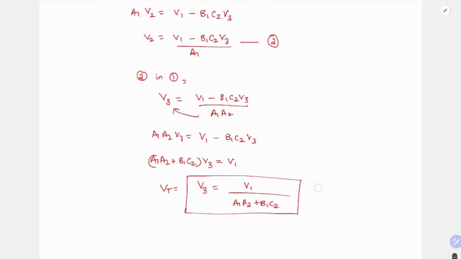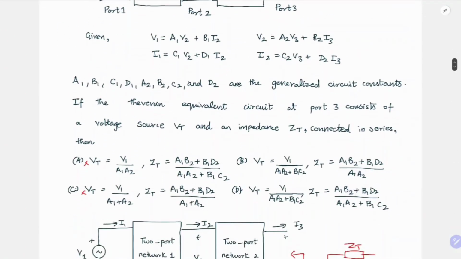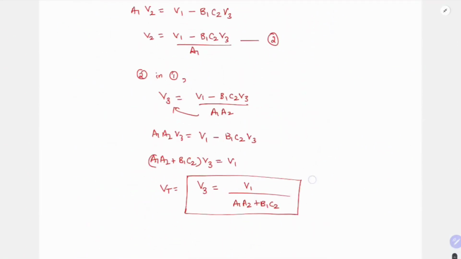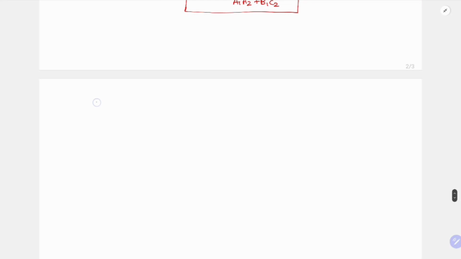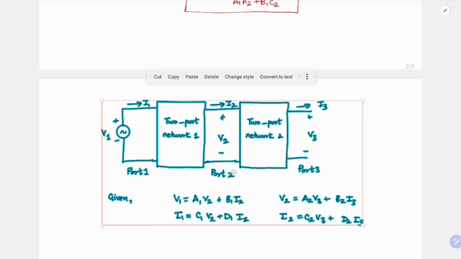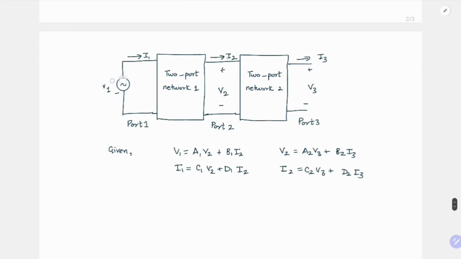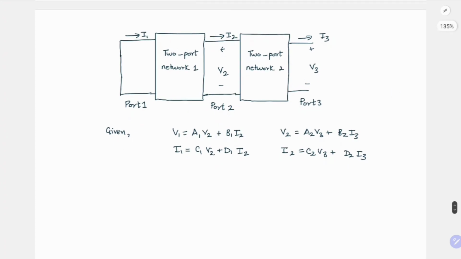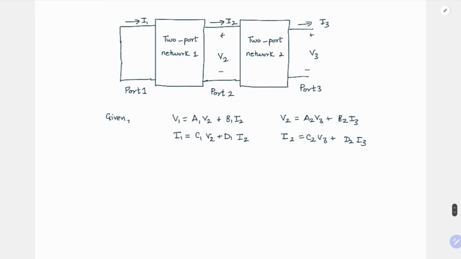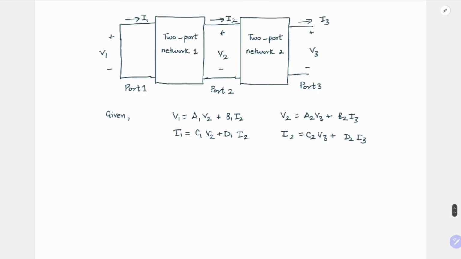Okay, so now we also need to find Zt, right? So how will you find Zt? You first need to short this voltage source. So if there is a current source, you need to open it out. If it is a voltage source, you need to short it, and only the independent sources. Here there is only one source and we shorted it. So by shorting it, what do we have? Your V1 becomes 0. V1 is equal to 0.